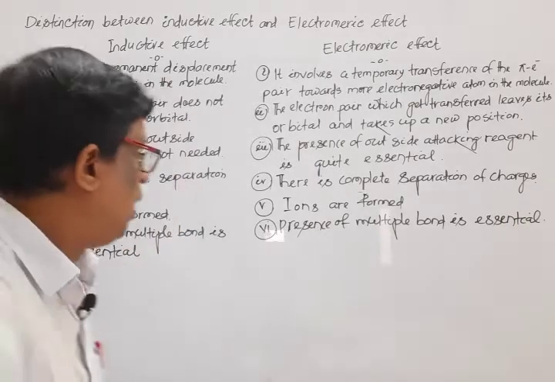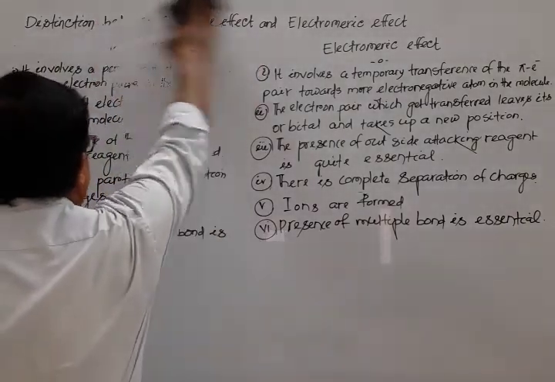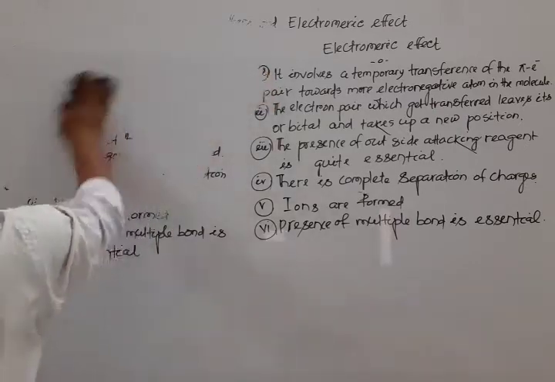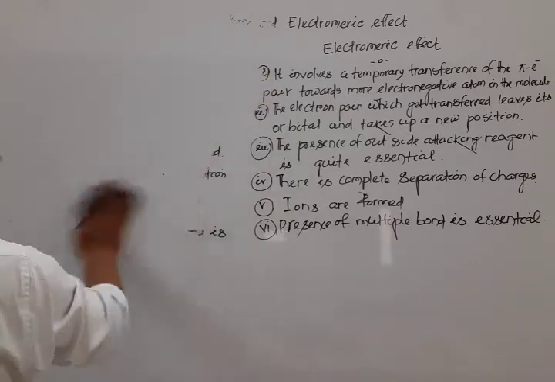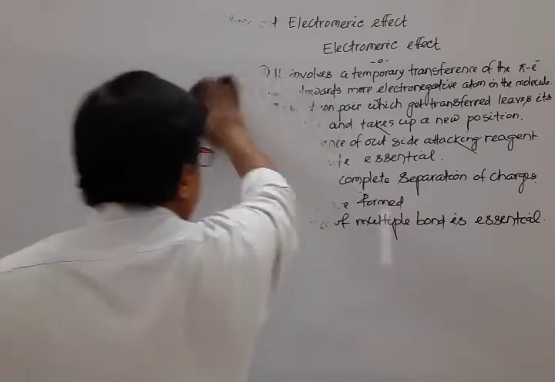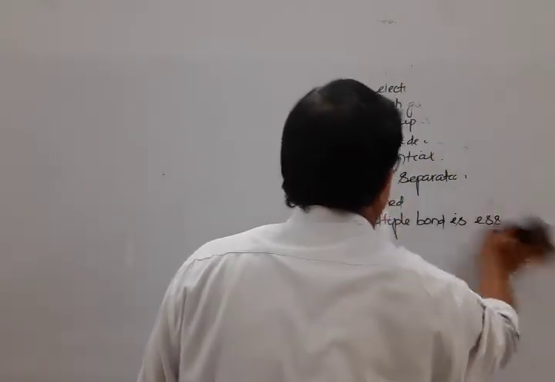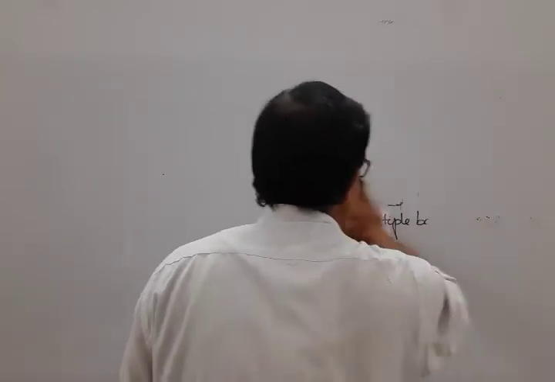Okay, it is all about the distinction between inductive effect and electromeric effect. It is a little bit of idea about the electromeric effect and how it is different from the inductive effect. Next, switch over to another effect that is known as hyperconjugation effect, or also it is known as no bond resonance.